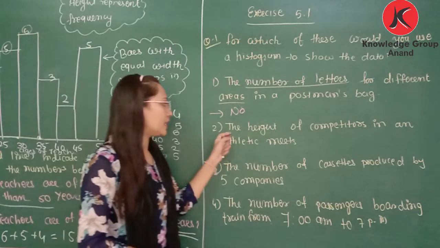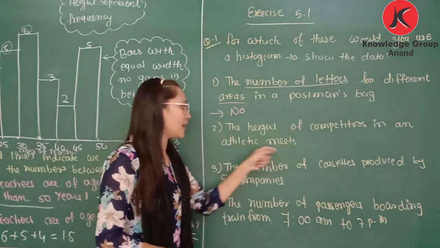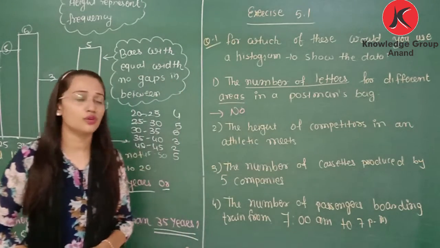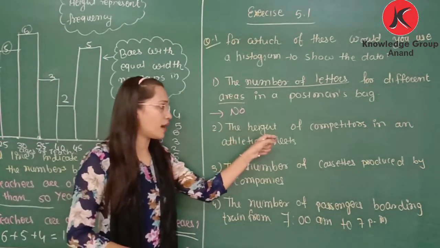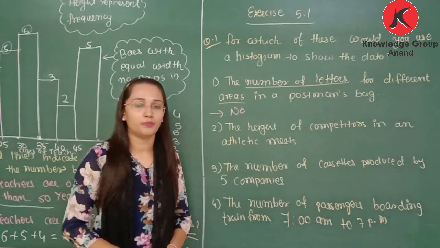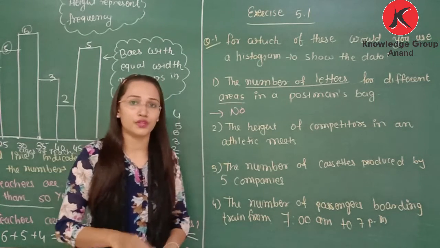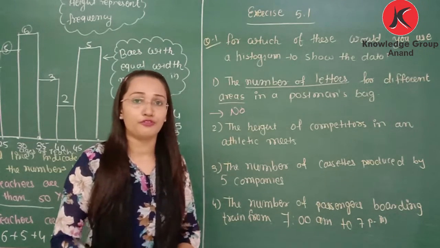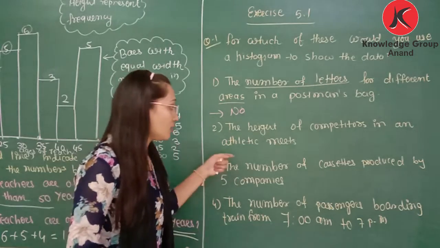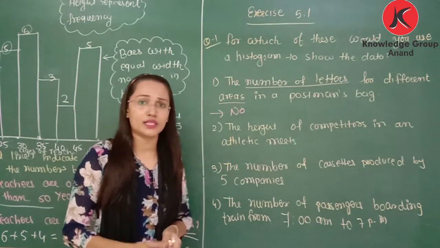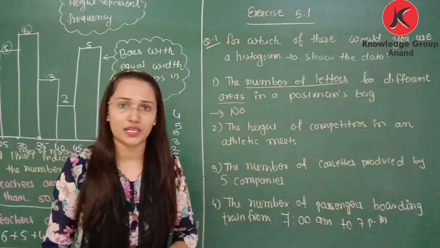Now next, the height of competitors in an athletic meet. Okay, so here is the representation of the height of the competitors. Now if there are 50 competitors, if there are 50 participants, then we need to represent the height of 50 participants.